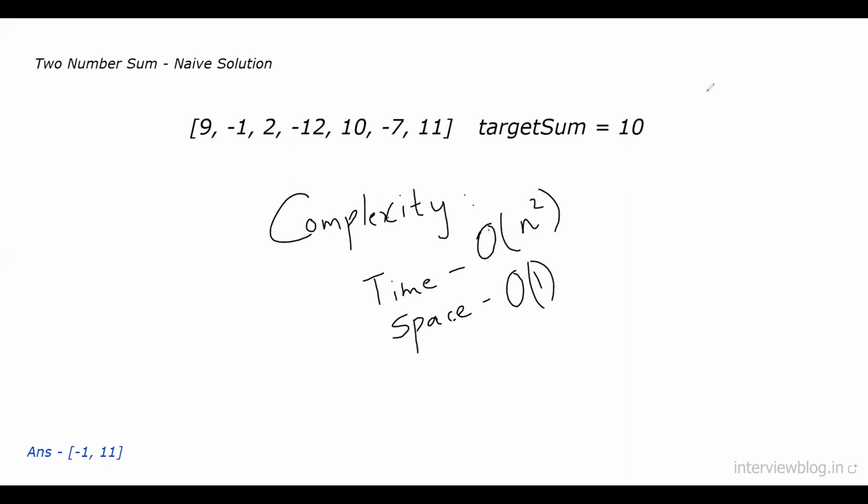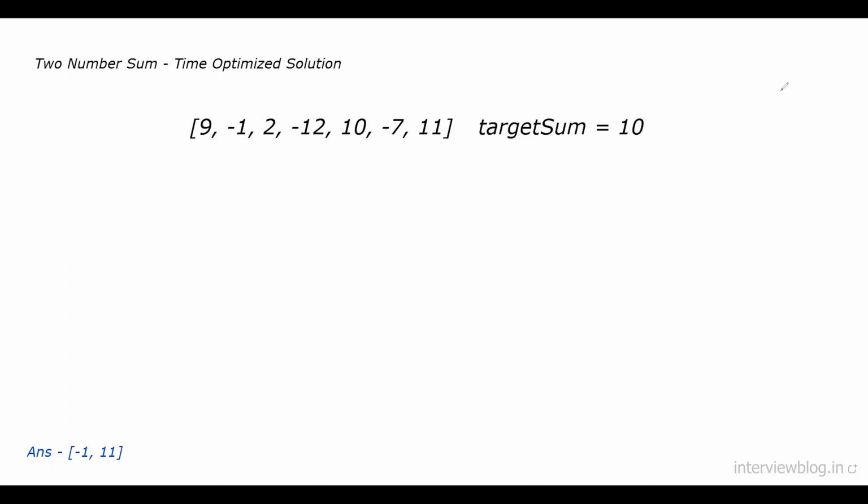So next, let us see the time optimized approach. In this approach, we are going to solve the problem by traversing the array just once. And for this, we will be using an extra helper data structure, which is also known as an auxiliary data structure. In this case, we are going to use a hash table. Hash tables are nothing but key value pairs, just like dictionaries in Python. So using this hash table, let us see how to solve this problem.